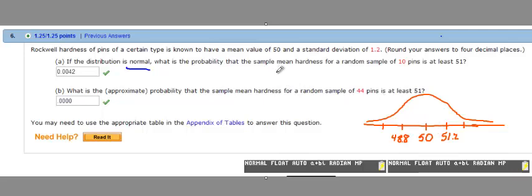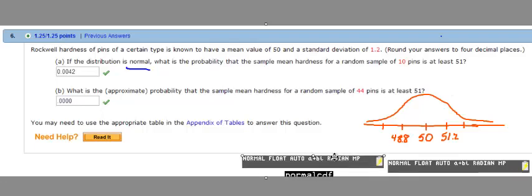What's the probability that the sample mean hardness for a random sample of 10 pins? Now this is going to be a sample. We're doing a mean sample distribution. And we need to know whether it's at least 51. So what I'm going to do is get out my trusty TI-84 and do a normal CDF.